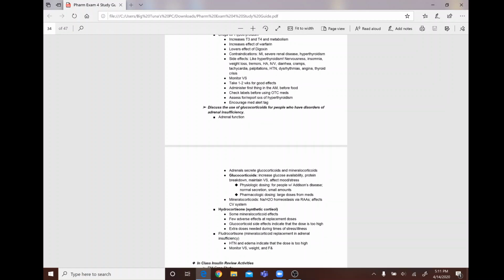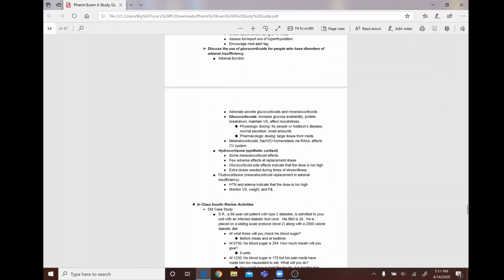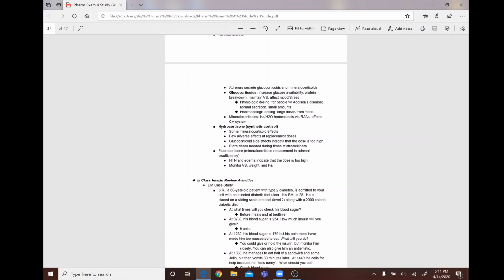Adrenal function. Adrenals secrete glucocorticoids and mineralocorticoids. Glucocorticoids increase glucose availability, they break down protein, they maintain vital signs, and they affect mood and stress. The physiologic dosing is for people with Addison's disease. You give normal secretion in small amounts. Pharmacologic dosing is large doses for meds. Mineralocorticoids are for sodium and water homeostasis.